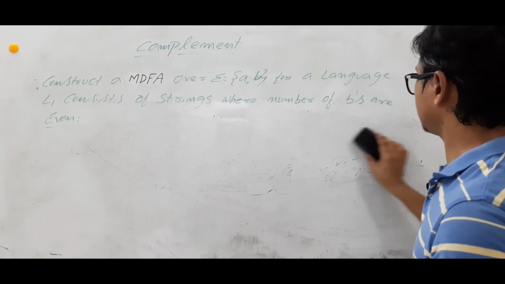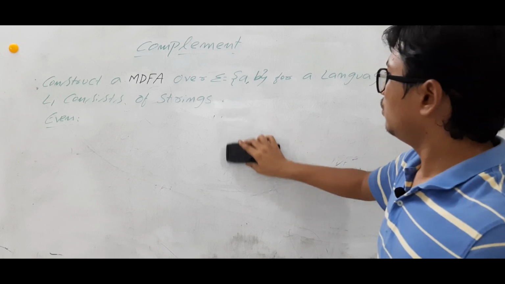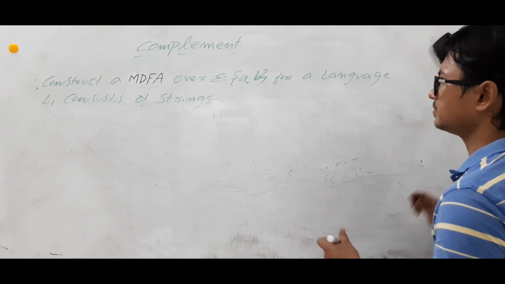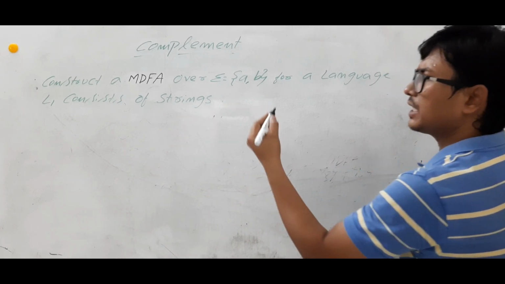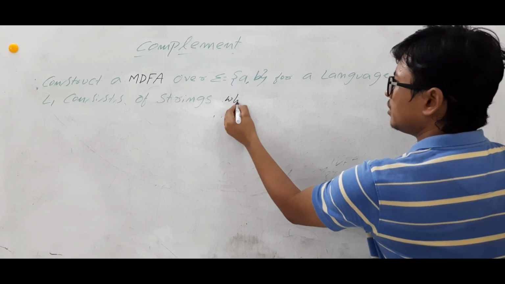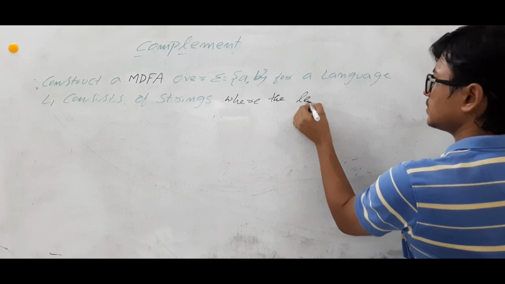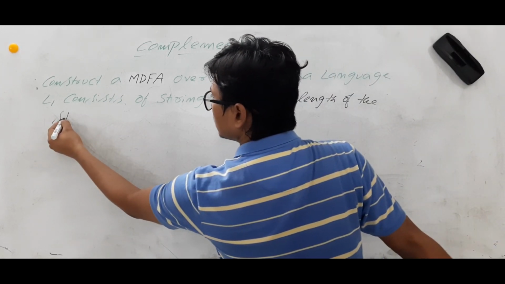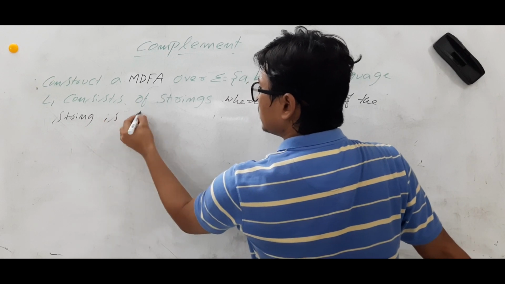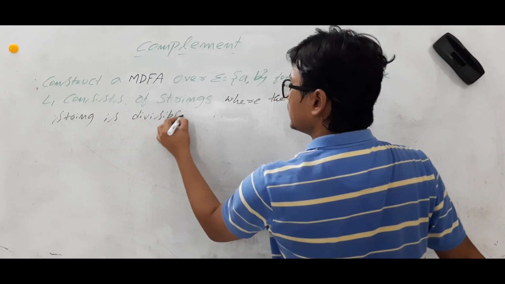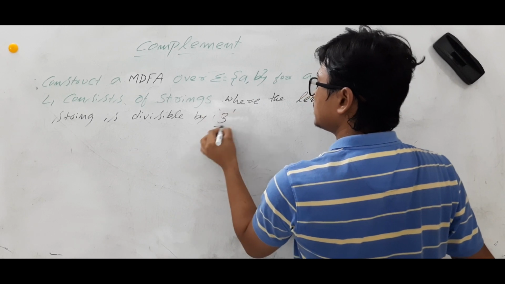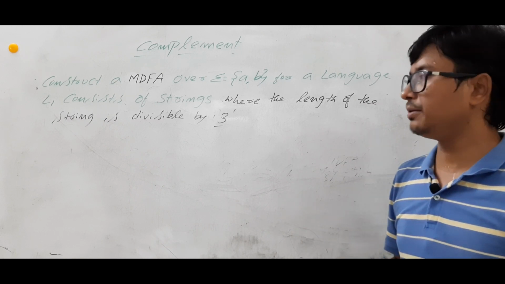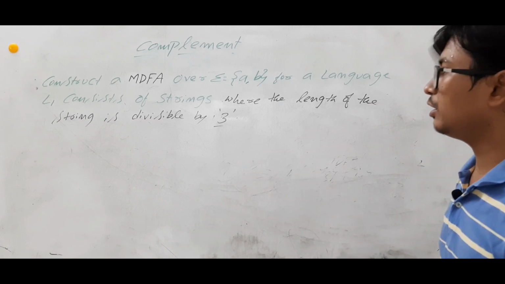We will not keep the restriction on the B's here. We will simply make that L1 consist of strings where the length of the string is divisible by 3. We will see now. If it is divisible by 3, it means it should be properly divided by 3. If it is properly divided by 3, then what will you get?